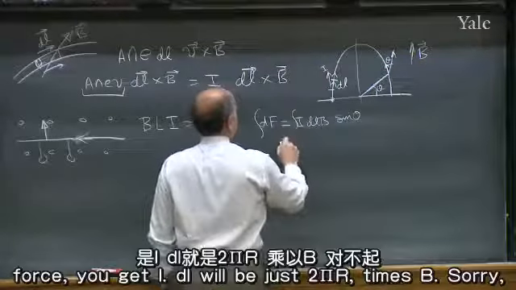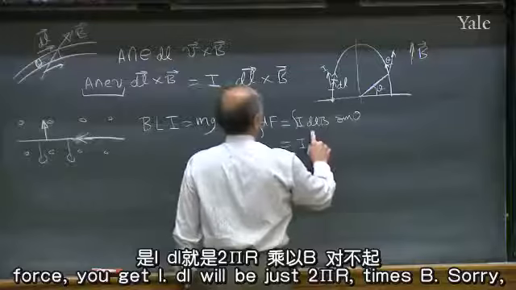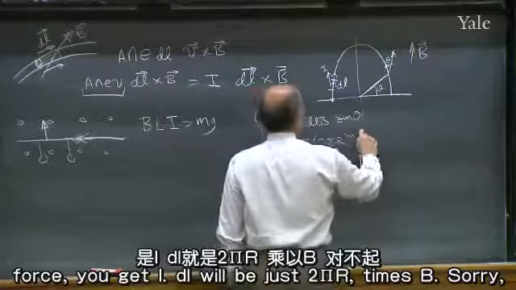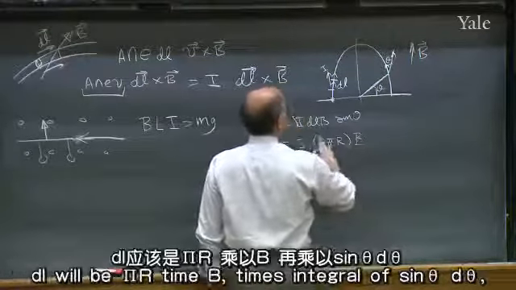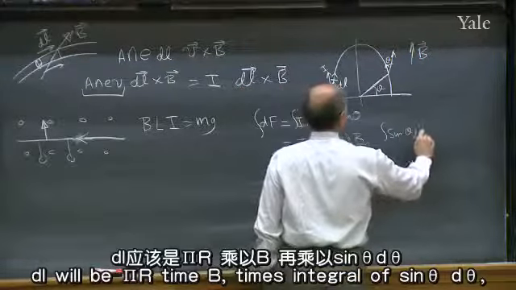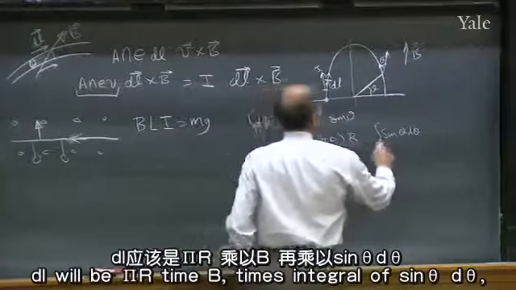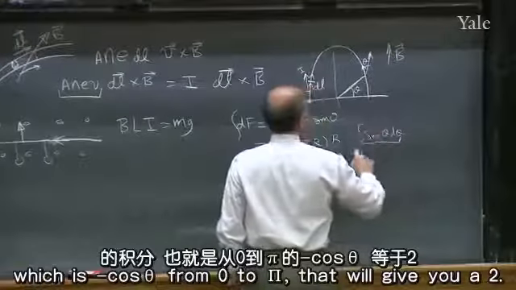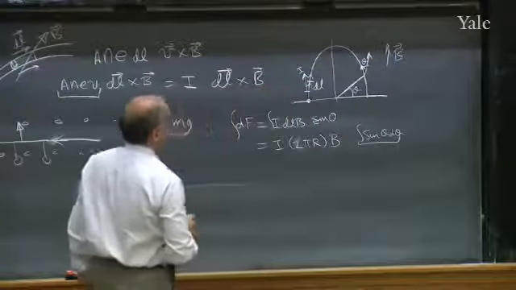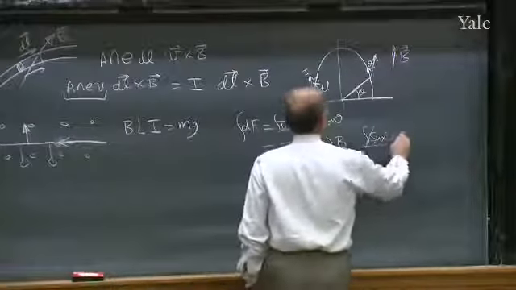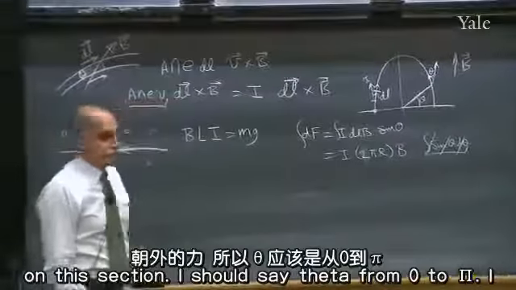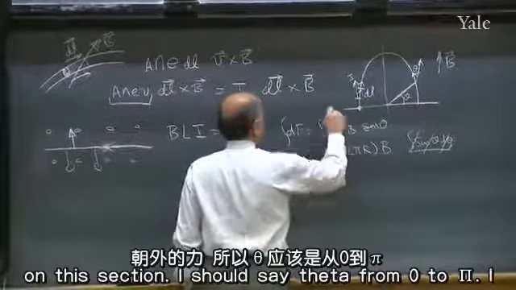Then you integrate that force. dl will be just 2 pi r times B. Sorry, dl will be pi r times B times the integral of sine theta d theta, which is minus cosine theta from 0 to pi. That'll give you a 2. So that'll be the force coming out of the blackboard on this section. So I should say theta from 0 to pi.